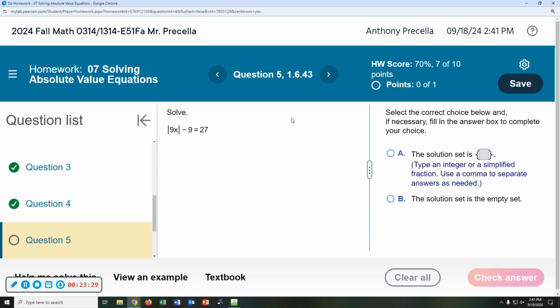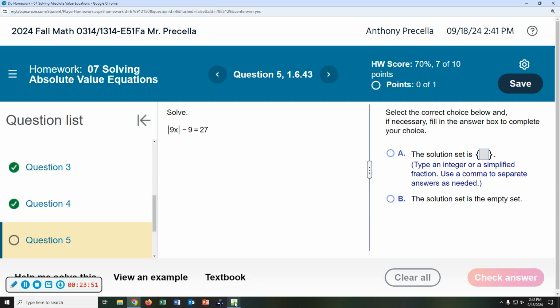Absolute value is problem 5. Oh, actually, the next assignment is one of my absolute favorites. Absolute value of 9x minus 9 equals 27.